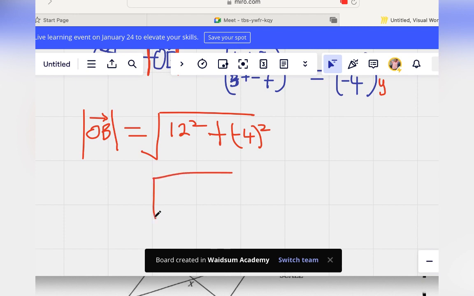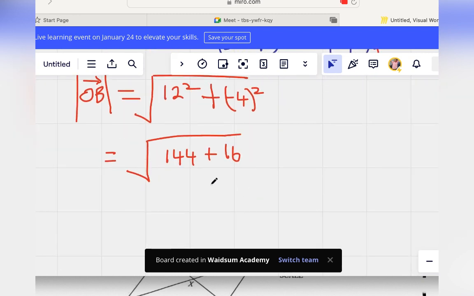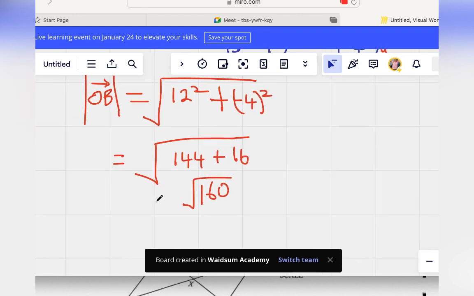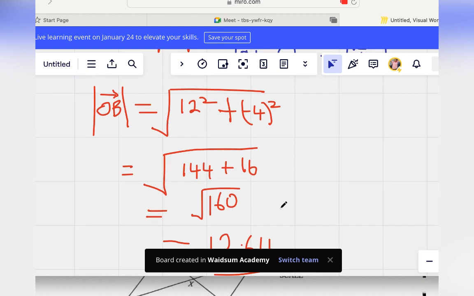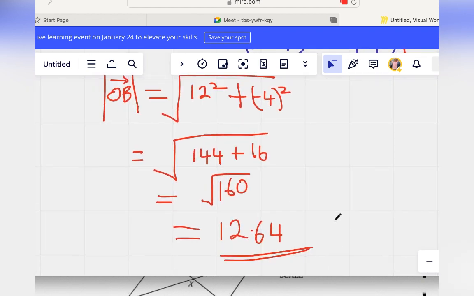So this will be equal to the square root of 12 squared, which is 144, plus -4 squared, which is 16. So 144 plus 16 is 160. So we're looking for the square root of 160. When we find the square root of 160, we get 12 point what? 12.64 to two decimal places. So that's the magnitude of vector OB.